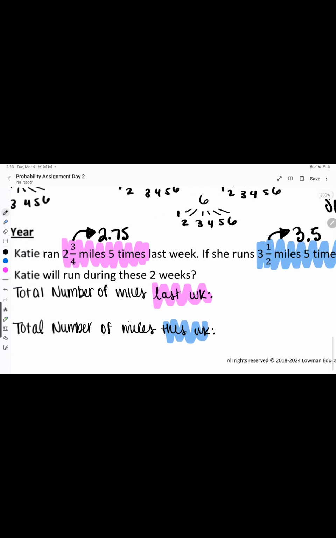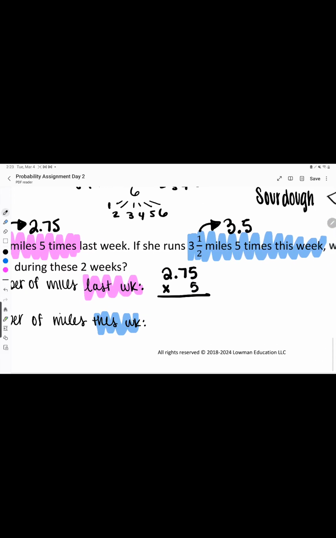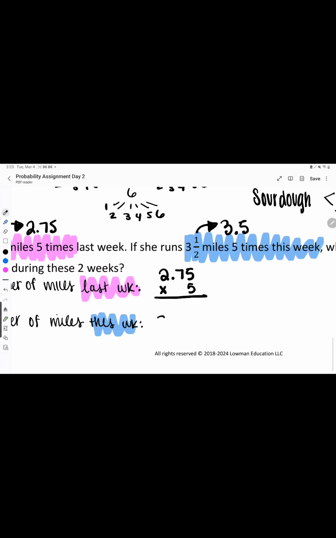So how do I figure out how many total number of miles she ran last week? I'm going to do 2.75 times 5. And then how do I figure out how many miles she ran this week? I would do 3.5 times 5.